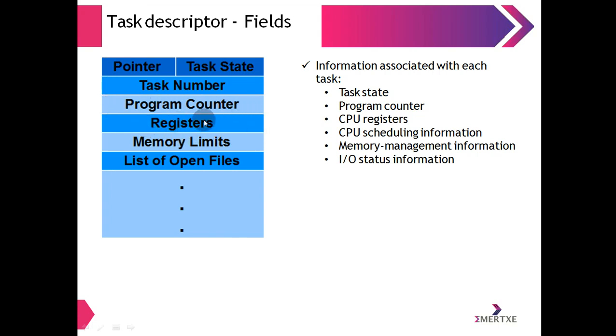This is the CPU register, where the information for the next task to be executed is stored. And this is the CPU scheduling information. The CPU scheduling information is also important, because the listing of the number of tasks is a very important factor; without proper scheduling information, we can't perform the tasks simultaneously. And the memory management information also needs to be dealt with by the task descriptor. Another one is the input output status information, which is also dealt with by the task descriptor.